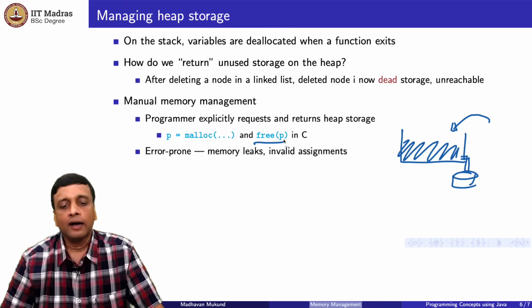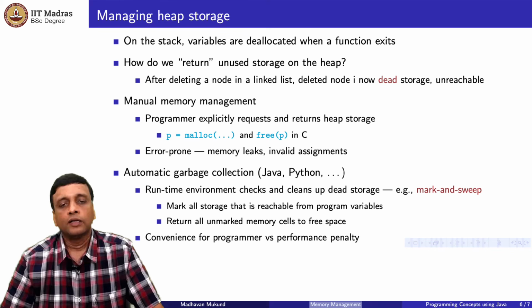So working with explicit memory management can be error prone, and it's very often difficult to keep track of things systematically, especially in large bodies of code. So the alternative to memory management being done manually is obviously to do it automatically, and this is what is called garbage collection. Languages like Java and Python use automatic garbage collection, which means they periodically check that storage is not being used and return it to the free space.